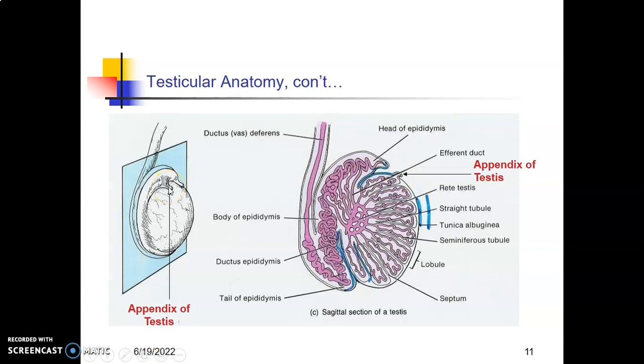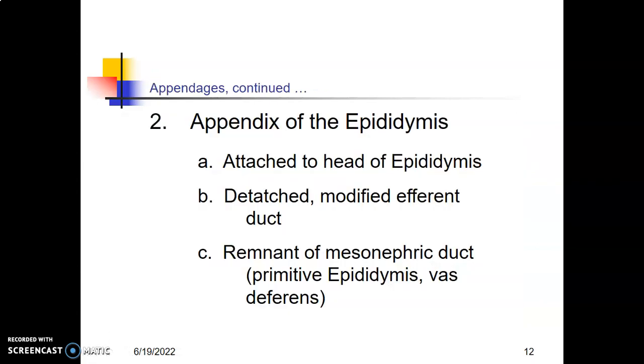That's it. So we also have the appendix of the epididymis, and this is usually attached to the head of the epididymis, and it's actually a detached modified efferent duct. That's what forms the appendix of the epididymis. So this appendix of the epididymis is a remnant of the mesonephric duct. So where you had the primitive epididymis and vas deferens, the remnant of the mesonephric duct forms the appendix of the epididymis.